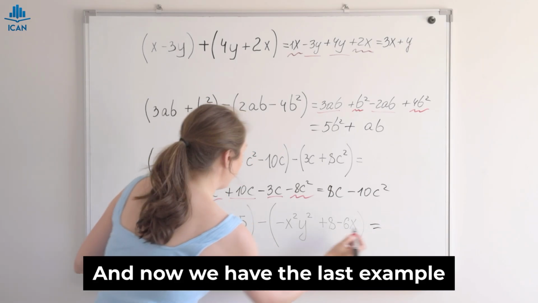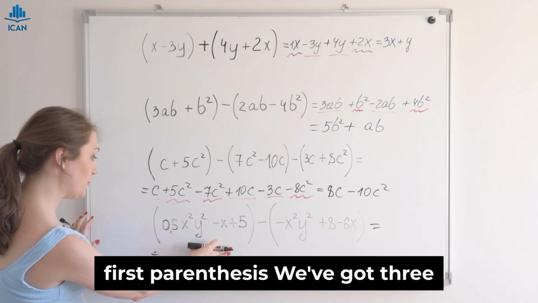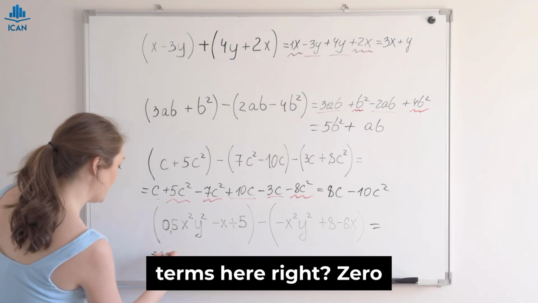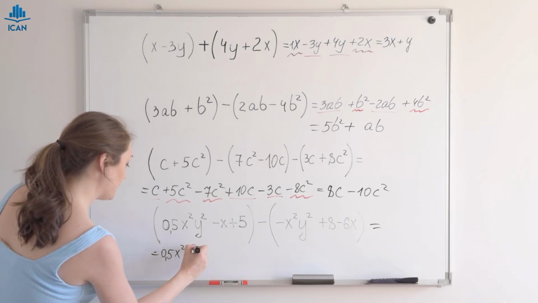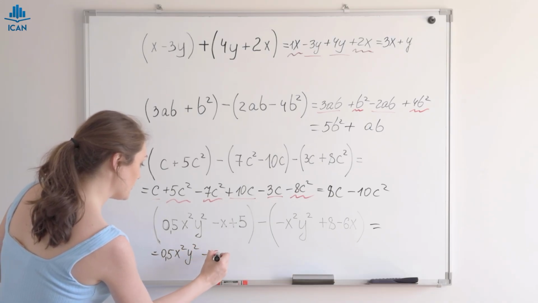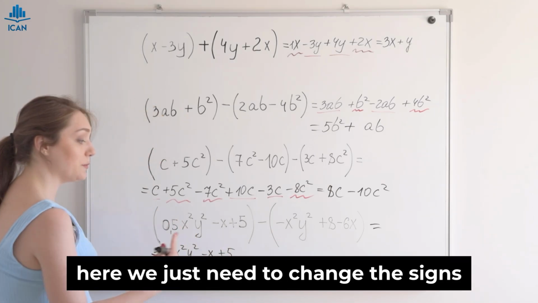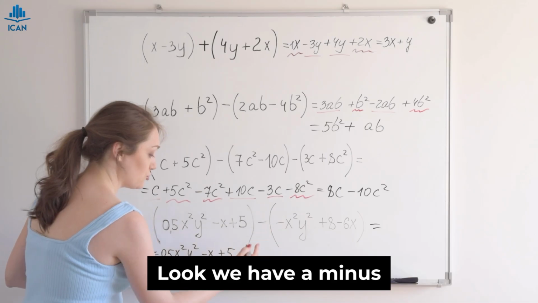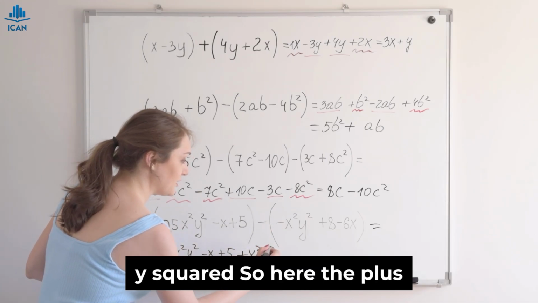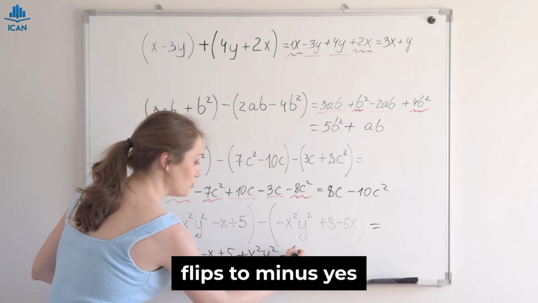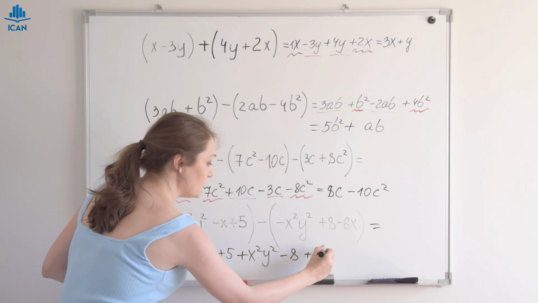And now we have the last example. All right, let's write this out here. So first we'll expand the first parenthesis. We've got 3 terms here: 0.5x squared y squared minus x plus 5. Now, in the second parenthesis here, we just need to change the signs. Look, we have a minus here. So what do we do then? We write plus x squared y squared. Here the plus flips to minus, minus 8. Here the minus flips to plus, plus 6x.